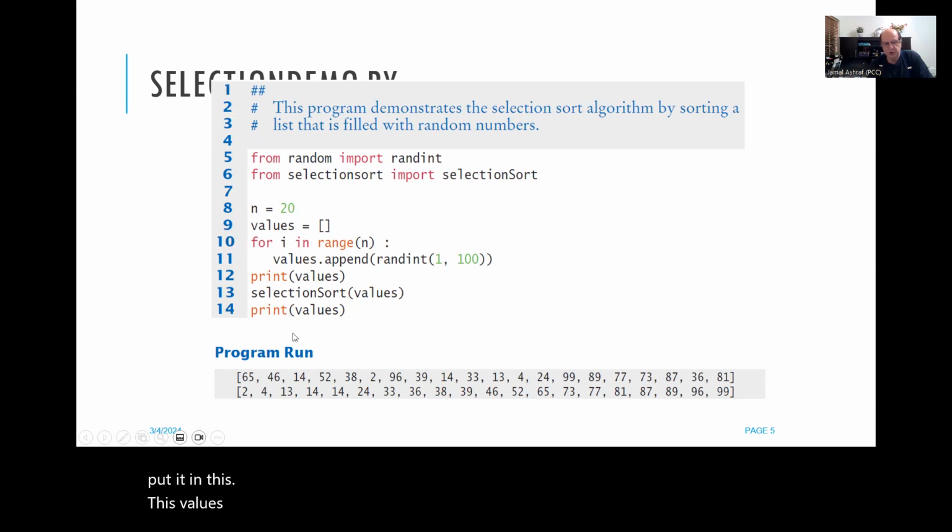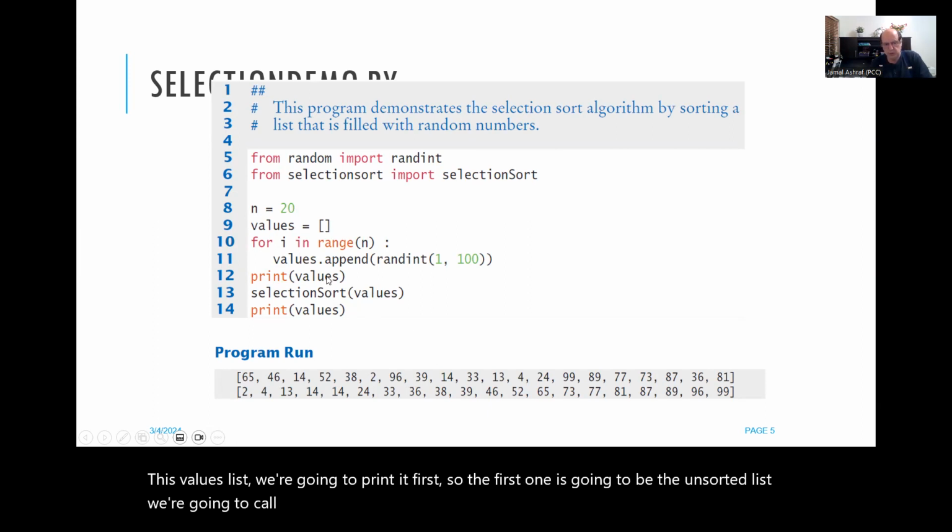We're going to print it first. So the first one is going to be the unsorted list. We're going to call the selection sort with this one, and then we print it again. So that's the way we are calling our selection sort.